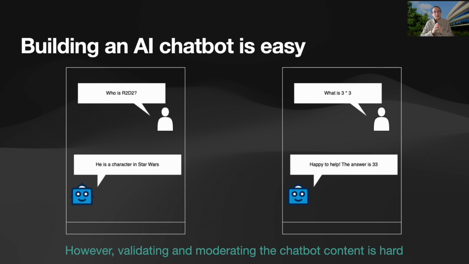However, even though building the chatbot is easy, making sure that the chatbot gives you the correct answers is really hard. For example, what I have on the screen on the right is actually something that happened to me. I put in one LLM a few months ago: what is 3 times 3? And the answer that it gave me was 33. Right? That's obviously not right. So while making the chatbot is easy, validating and moderating the chatbot content and making sure that it's giving the correct answer to your user is really, really hard.